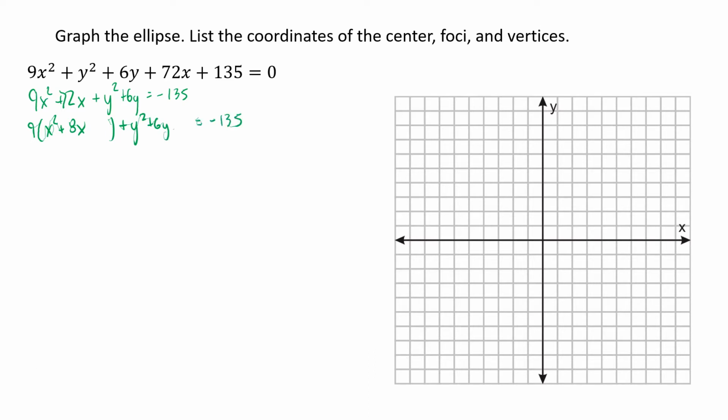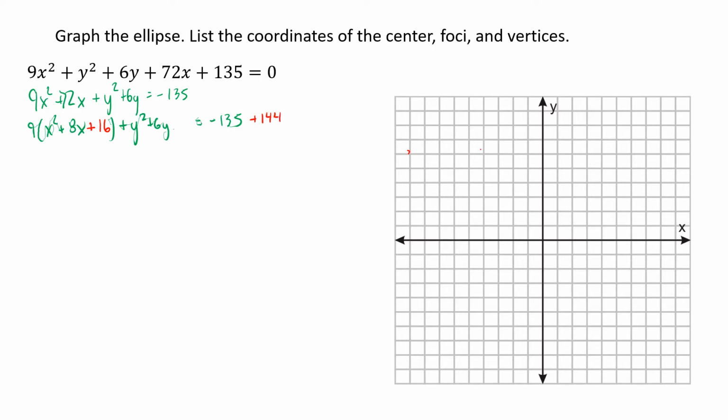Now you have to think to yourself, what do you have to add inside those parentheses to make this a perfect square trinomial? So x squared plus 8x plus what is a perfect square trinomial? Well, you have to add 16, because you take 8 and divide it by 2 and square that. So 4 squared is 16. We didn't just add 16 to the left side, we added 16 inside that parentheses. And so we added a value of 16 times 9 to the left side. 16 times 9 is 90 plus 54, which is 144. So we're going to add 144 to the right side also.